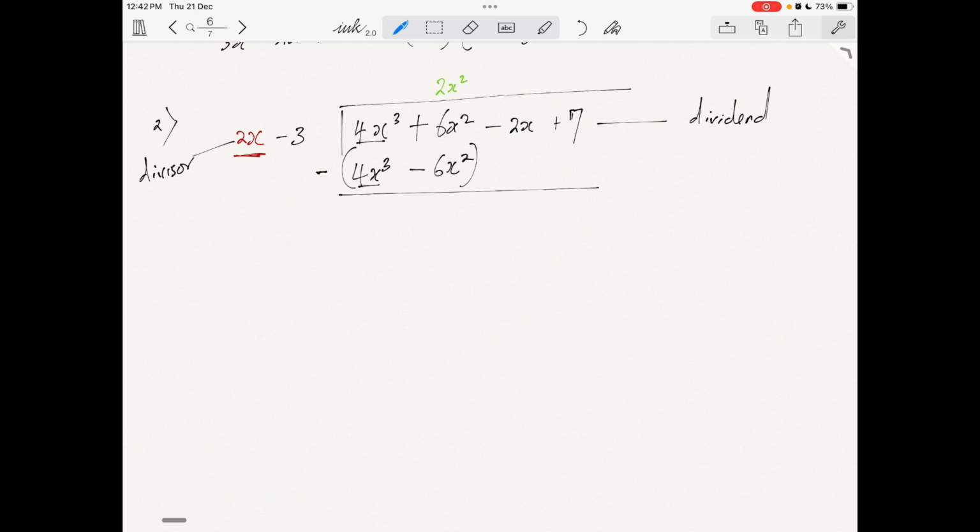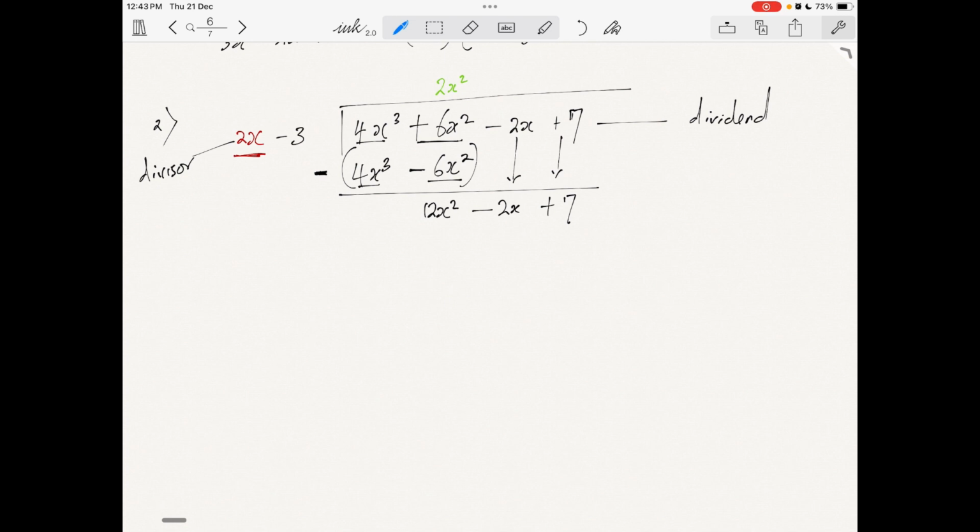Okay, and then plus 6x squared minus minus 6x squared. That will give us 6x squared plus 6x squared. That will give us what? 12x squared. And we can bring down the remaining terms. That's minus 2x plus 7. And then we repeat the process.